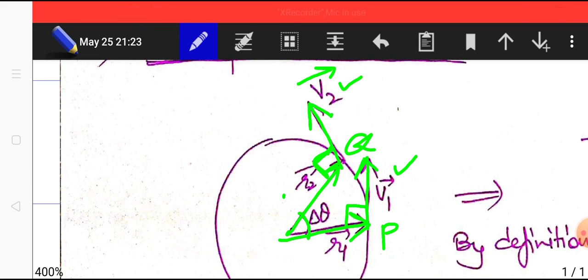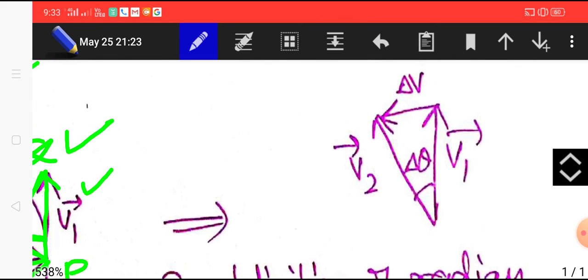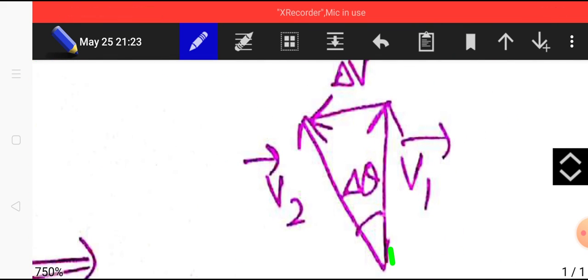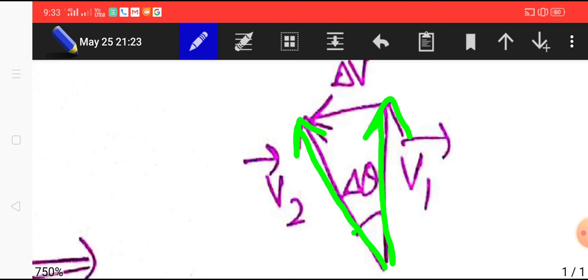This perpendicular is free-hand drawn, so ignore that, it is not a perfect 90 degrees. So both the angles are 90 degrees. So the angle between v1 and v2 must also be delta theta. That is what I have drawn here: the angle between v1 and v2 must also be delta theta.